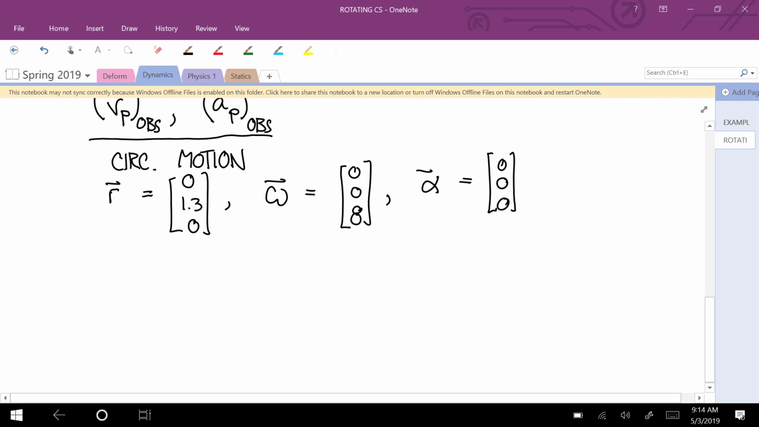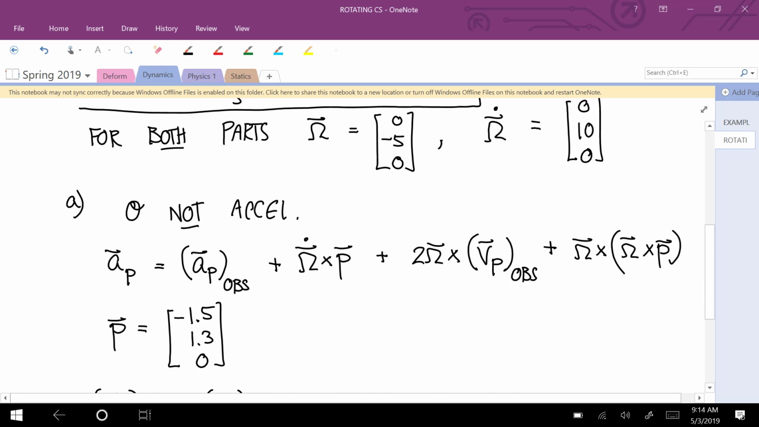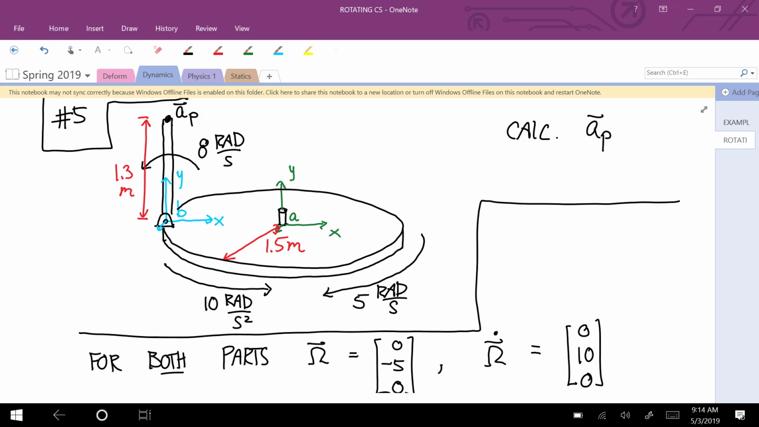Okay, so now we'll go to part B. Now we're going to that light blue coordinate system. Even though now the origin is going around in a circle, the changes in the orientation of the coordinate system still follow this. So these don't change. Okay? But now we do have to deal with the fact that the origin is accelerating.